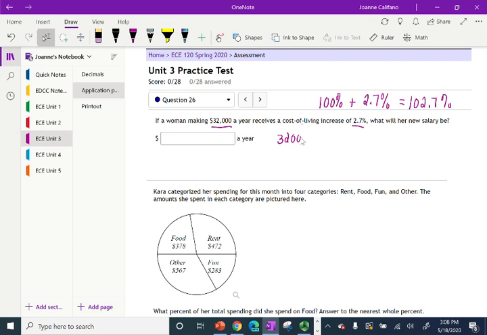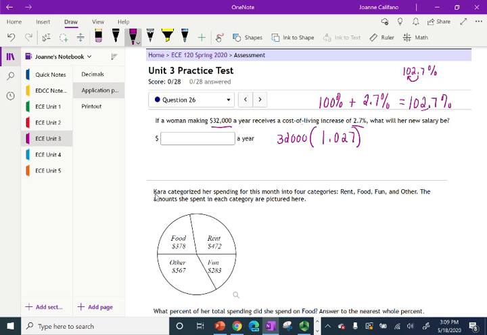So 32,000, right? Times. Now we have to put this in decimal form. Move your decimal over 2 places. In other words, this is harder when it's over 100, isn't it? 102.7%. If you want to turn it into a decimal, you move this decimal over 2 places. So it's 1.027, the decimal multiplier to get that answer. Okay? So multiply that to get your answer. So her new salary, well, I'll let you finish that problem.